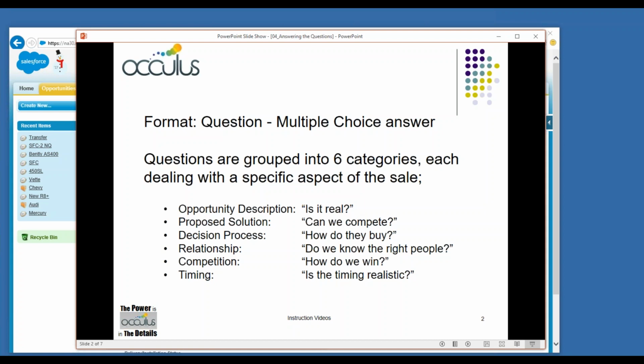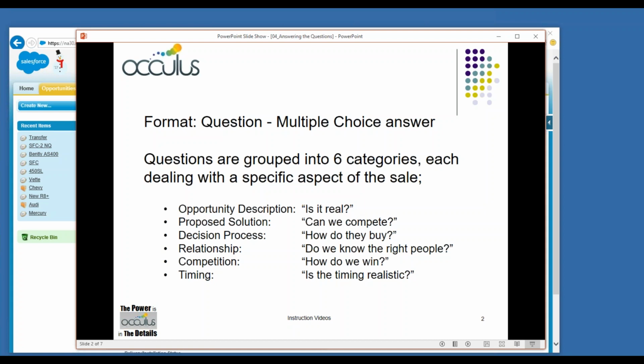The second category looks at our proposed solution, which answers the question, can we compete? Meaning, do we have a viable solution that we can compete with? Not necessarily that we can win, because that's answered later, because we have to beat the competition, but at least we can compete and have a realistic expectation that if we do things right, we could win.